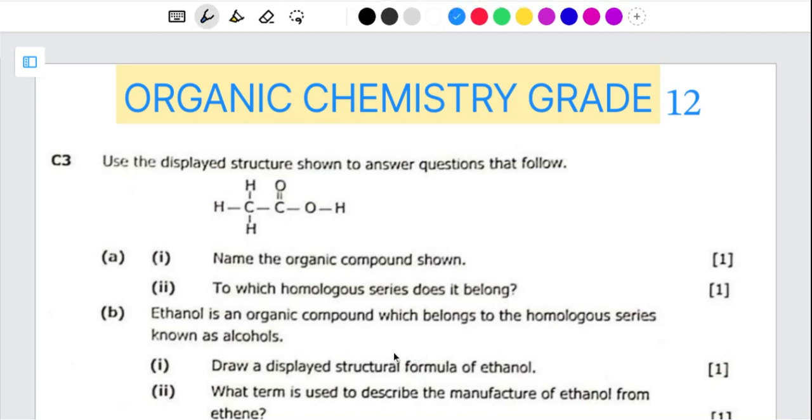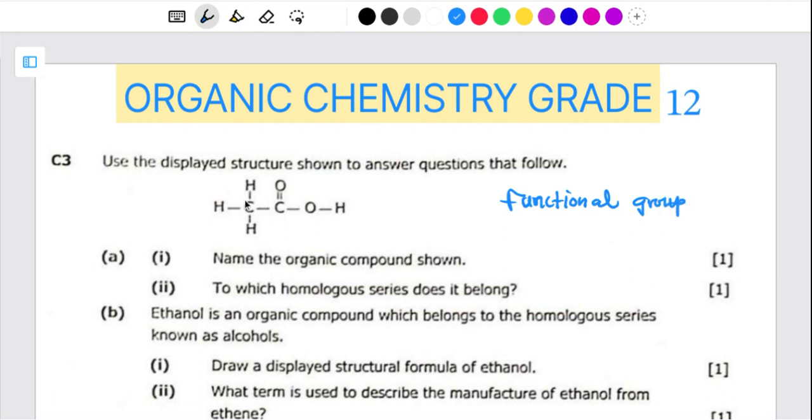Alright, so in this video, we'll be looking at organic chemistry for grade 12. The question is saying, use the displayed structure shown to answer the questions that follow. When you look at this structure, the first thing to identify the structure is to look at what we call the homologous group, or the functional group. Then you are able to tell which compound is being drawn.